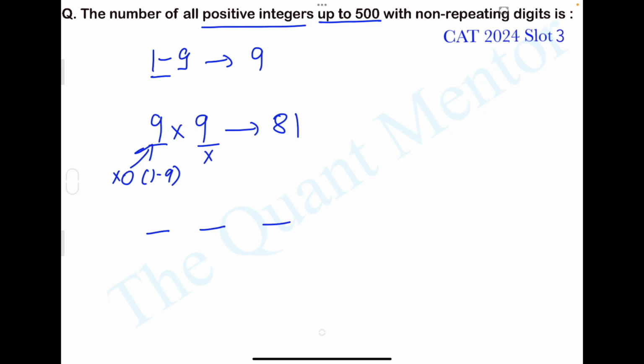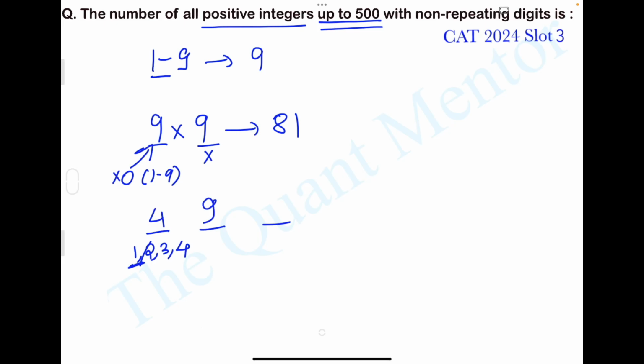Now something similar I can apply for 3-digit numbers also. You want positive numbers up to 500, and the only possible number with the hundreds place as 5 is 500. So ignore the hundreds place as 5. I have only 4 options for the hundreds place, that is 1, 2, 3 and 4. If I place any one digit here, I cannot place that same digit in the tens place. So originally the tens place had 0 to 9, 10 digits possible, but now I will have to remove that one digit. I will have only 9 choices in the tens place.